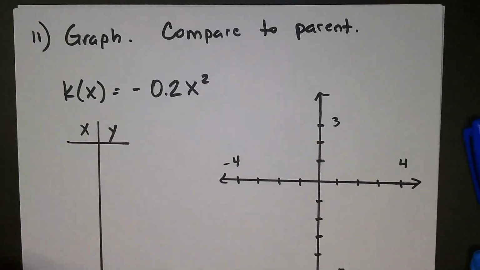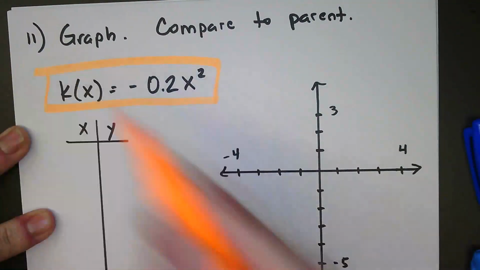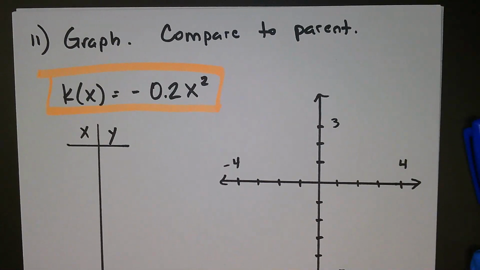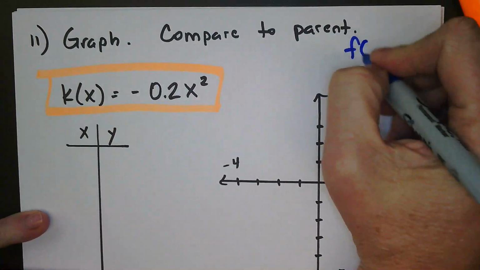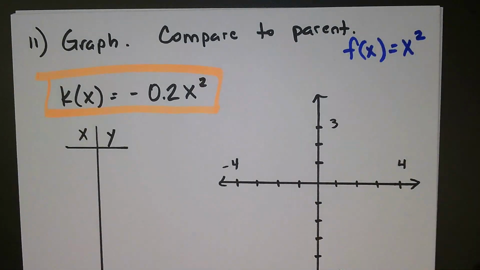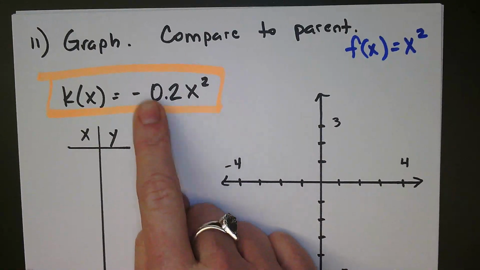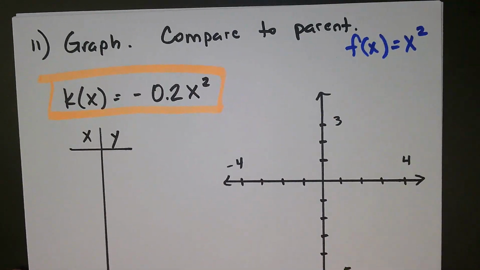All right, it's number 11 from 3-1. We're asked to graph this function right here, k of x equals -0.2 x squared, and compare it to the parent function. The parent function we know is f of x equals x squared. So how is it different? How is it similar? Okay, so this is just an ax squared term, which means our parabola is going to be somewhere centered on the y-axis.